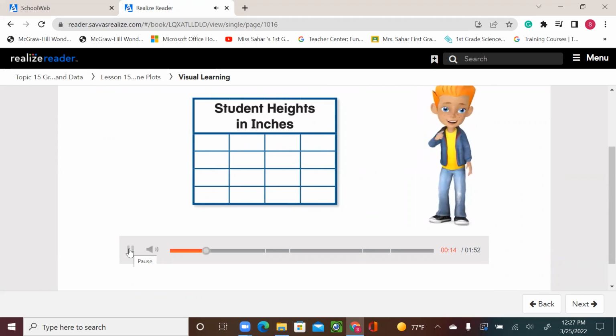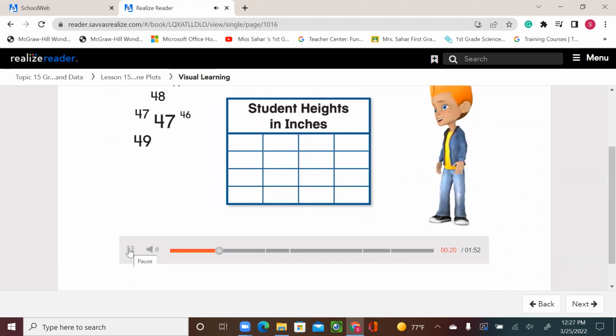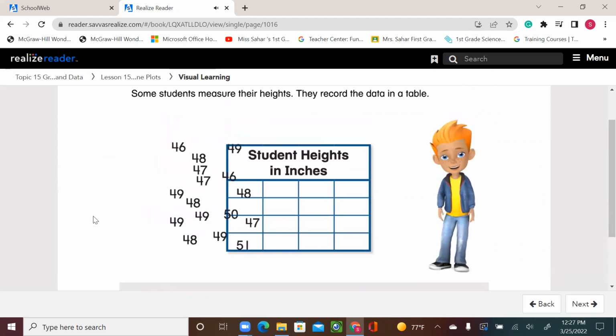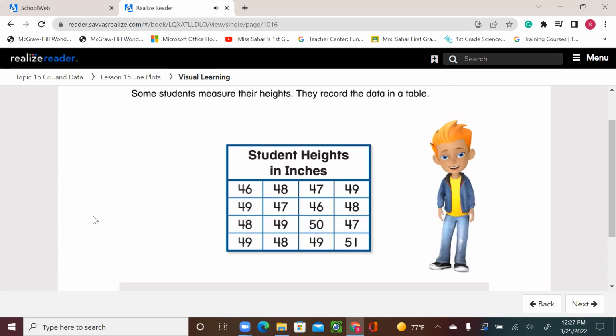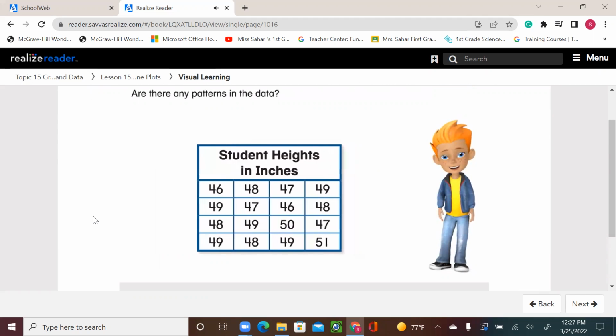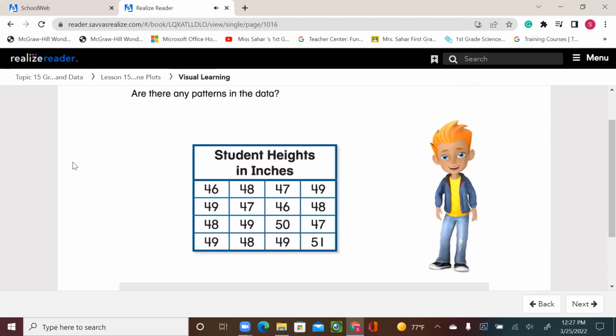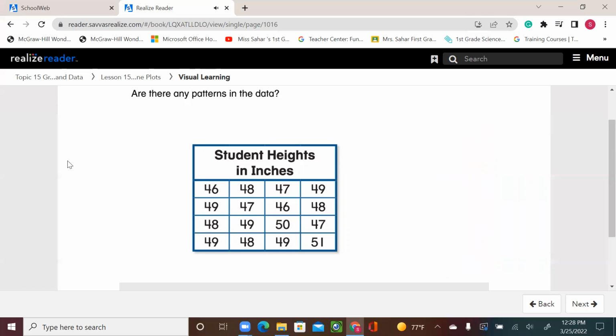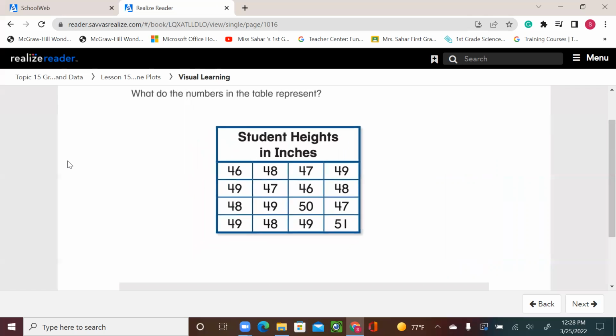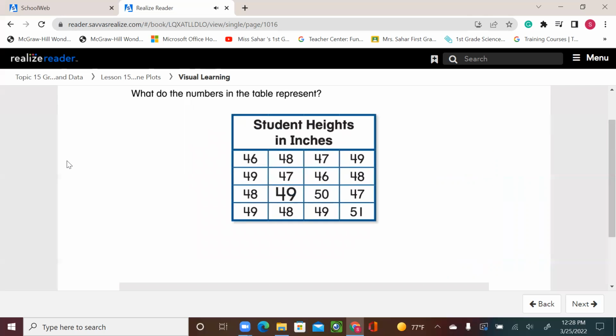How can you organize large amounts of data? Let's find out. Some students measure their heights. They record the data in a table. Are there any patterns in the data? You can make a line plot to look for patterns. What do the numbers in the table represent?